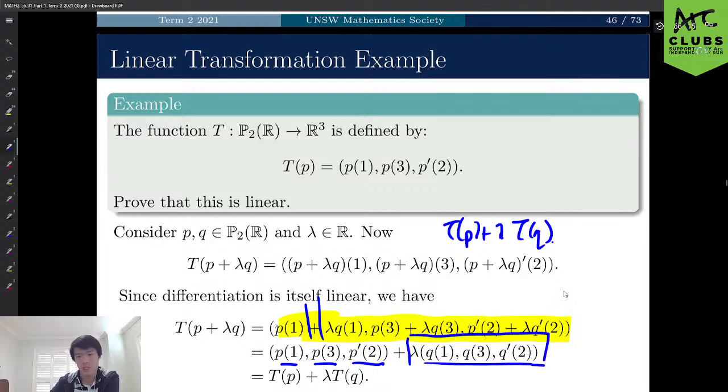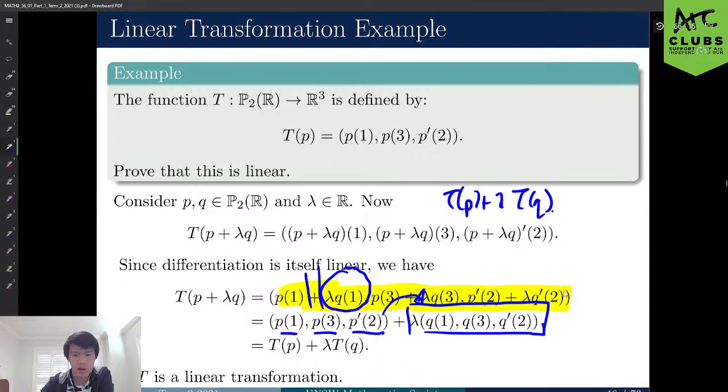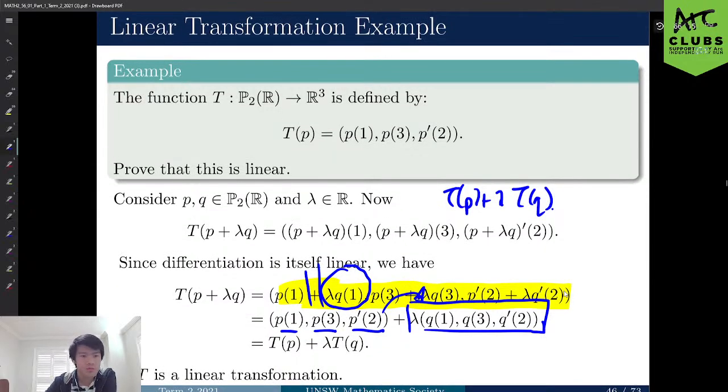We separate this into the sum of two vectors, right? So we have p plus lambda q. We don't want to have these in the same vector. Let's just take away this lambda q of 1, and then we'll put it over there. When we do this, we see that we get p of 1, p of 3, p prime 2, which is just T of p. Same thing with q, we just get lambda T of q.